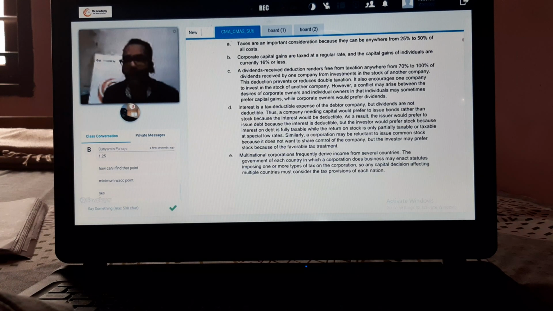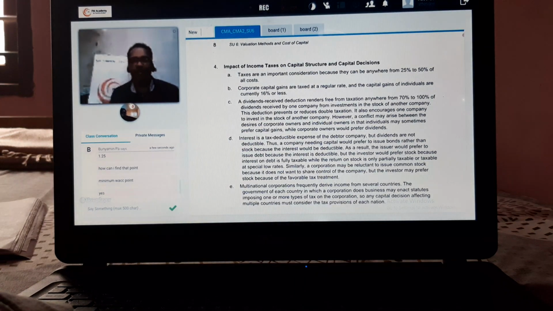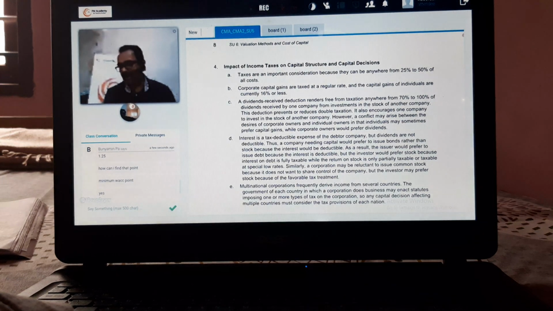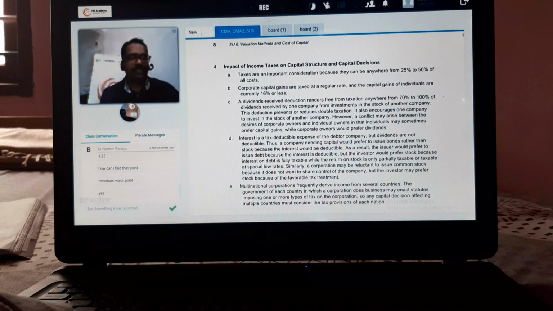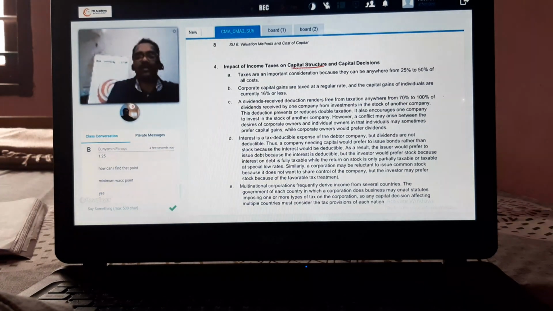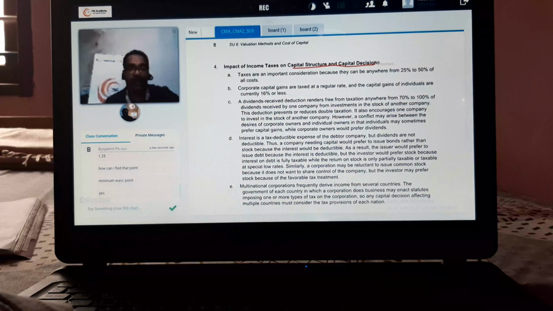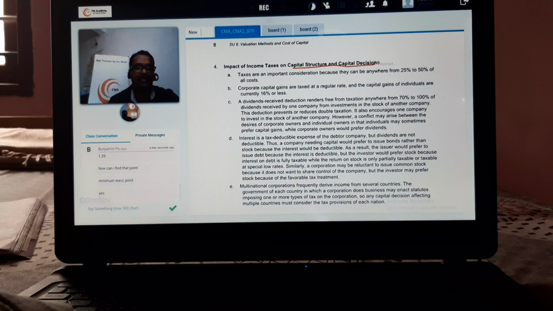Now the next one. Impact of income taxes. You don't need to worry too much about the discussion. There is some taxation discussion. But always remember the tax rates or the tax laws affect the capital structure. You may get a theory question. That way you can expect. They may ask you to calculate the WACC and explain how taxation is relevant in capital structure decisions.